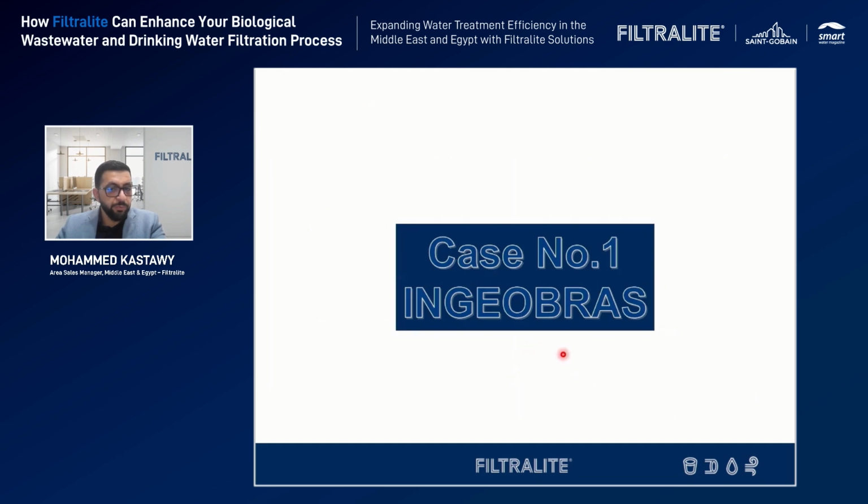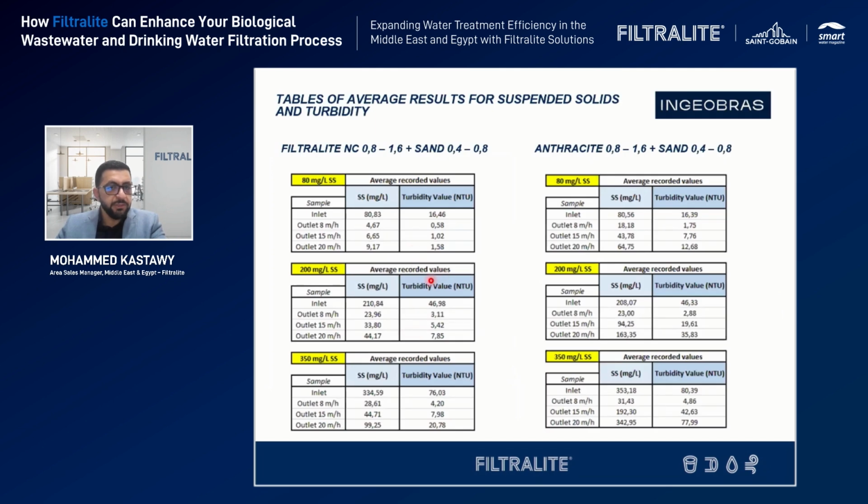The first one is coming from Ingopras Engineering Institute in Spain, where the experiment was to measure the suspended solid. So actually this one is very interesting. What they have done, they have put Filtralite with a grain size 0.8 to 1.6 plus sand 0.4 to 0.8. So you have a bottom layer of sand and the top layer is Filtralite. And on the other hand, you have anthracite on the top with the same grain size as Filtralite, and a bottom layer of sand.